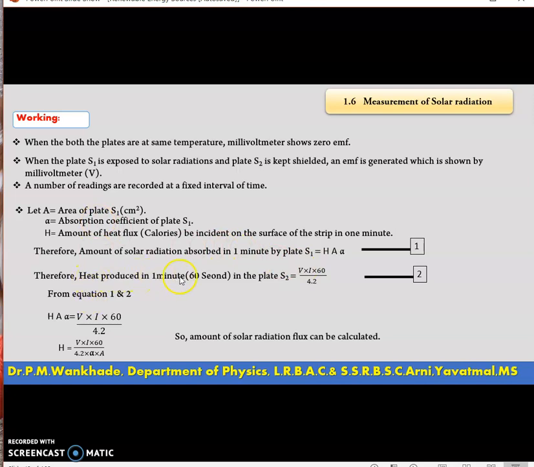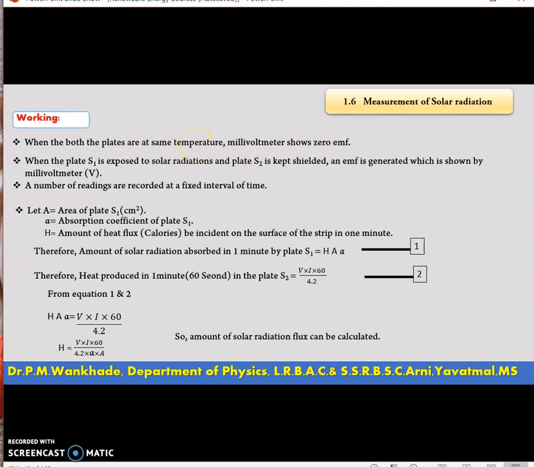Therefore, the heat produced in 1 minute, or in 60 seconds, in plate S2 is equal to voltage into current into 60 upon 4.2. This is equation 1 and equation 2. Whenever the milliammeter shows 0, it means both the plates are at the same temperature.